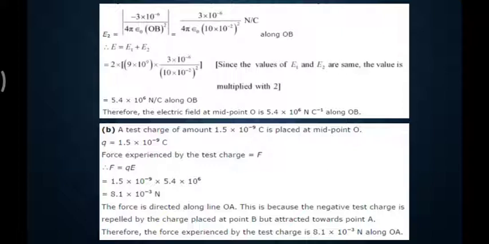This is because this is the resultant electric field in this direction, and the force is always in the opposite direction. This is because the negative test charge is repelled by the charge at B and attracted towards A, so towards the OA direction. This is what we have in 1.8.